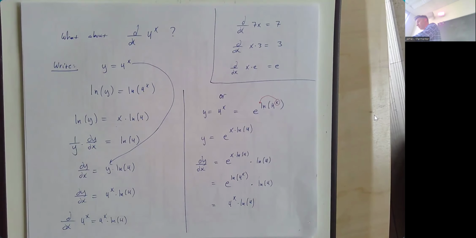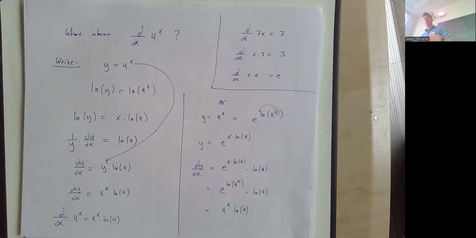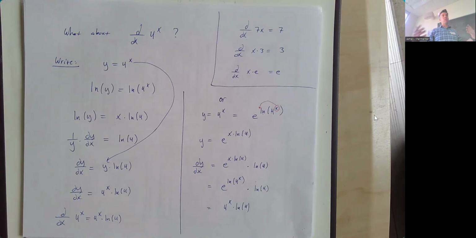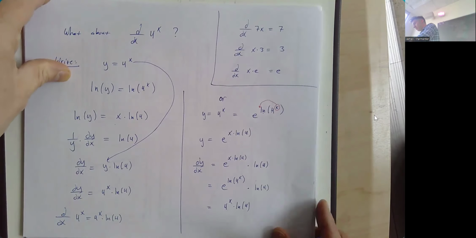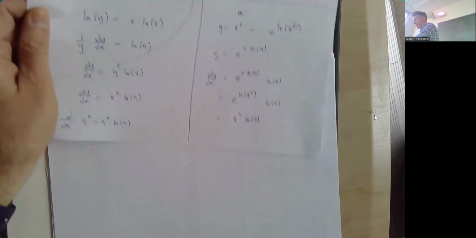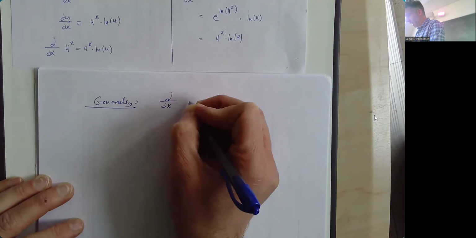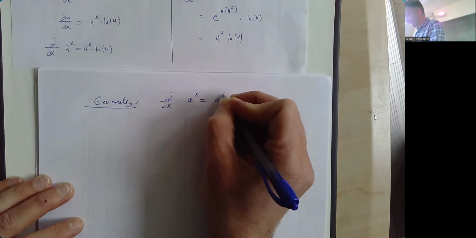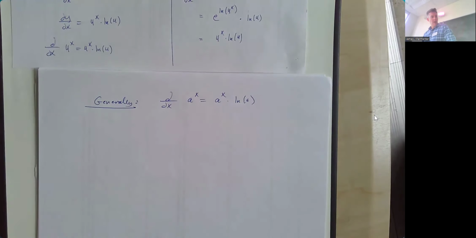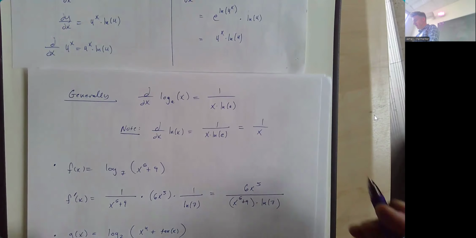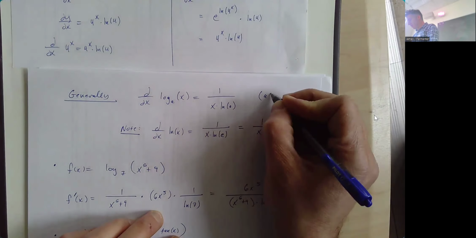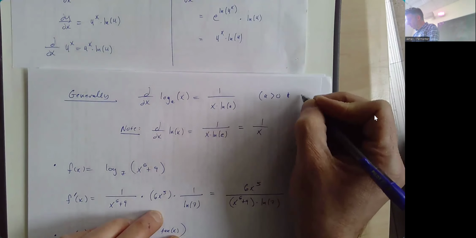Whichever way you want to do it, for ones that are simple like this, you don't have to really do this. You can just memorize that, generally, the derivative of a to the x is equal to a to the x times the natural log of a. And I suppose I owe you a caveat on the previous logarithm formula. On the previous page, I should have pointed out that a needs to be positive and not equal to 1.